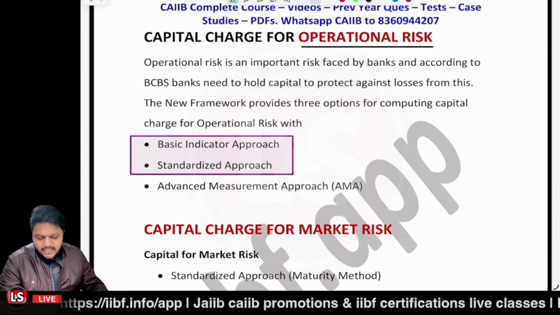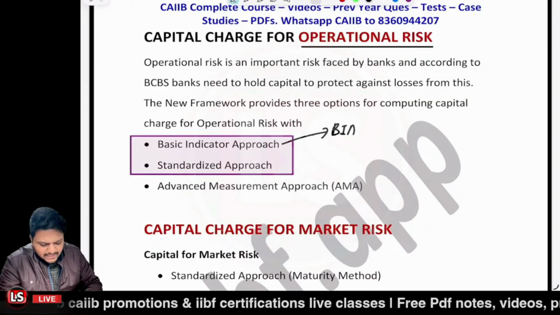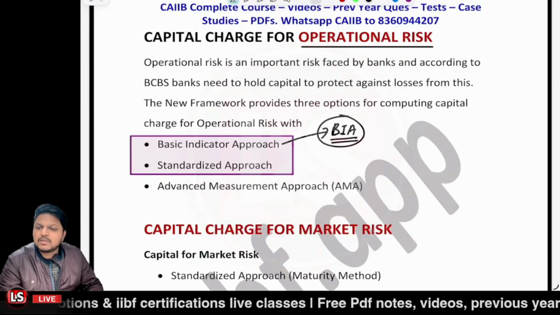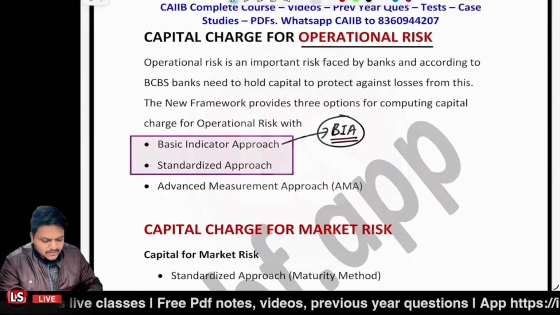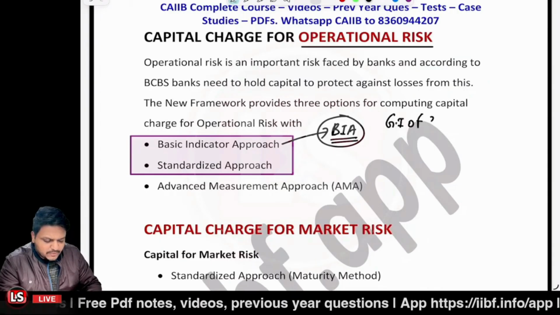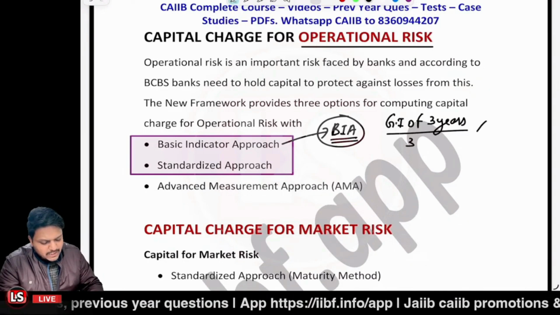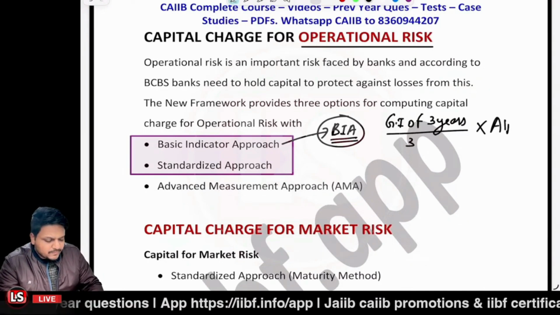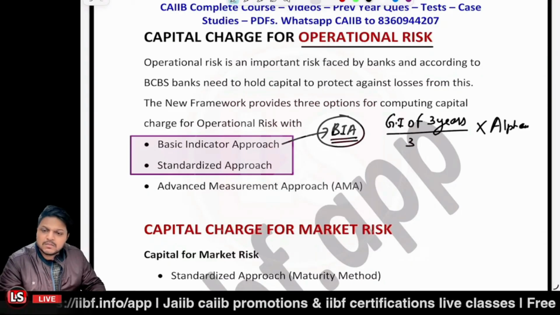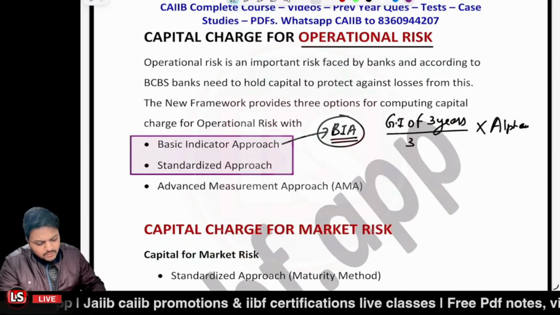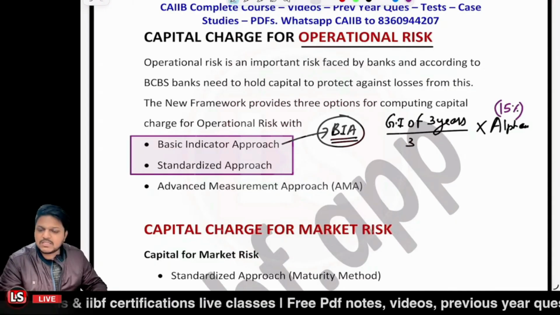clear. But let me give an idea that in case of the basic indicator approach, or simply the BIA approach, we get the average gross income for the last 3 years. So if we have the gross income of 3 years, divided by 3 to calculate the average, we have to multiply it with alpha. Now alpha is what? Alpha has a fixed value, equal to 15%. Right? So this is the formula related to it.